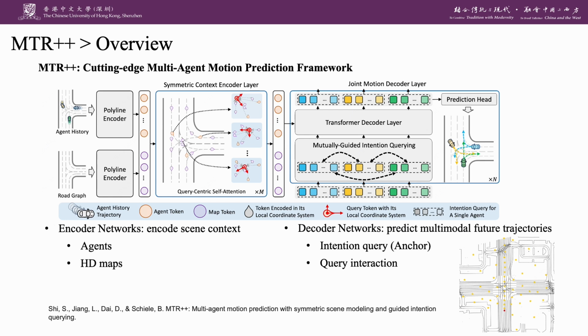To alleviate the burden of prediction, MTR++ uses the K-means algorithm to cluster 64 predefined anchors from GT trajectories of training data, as shown in this figure. Intention queries are then initialized from anchors through an MLP and then aggregate context features from the encoded scene tokens through a set of decoder layers. Moreover, MTR++ introduces a mutually guided intention query module to model the interaction among intention queries.